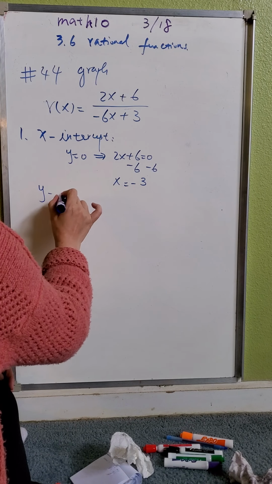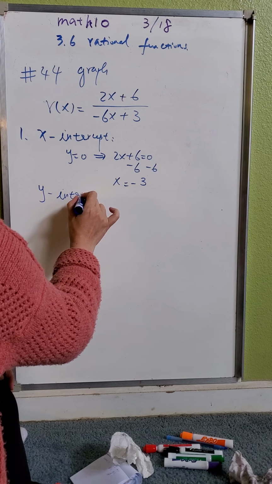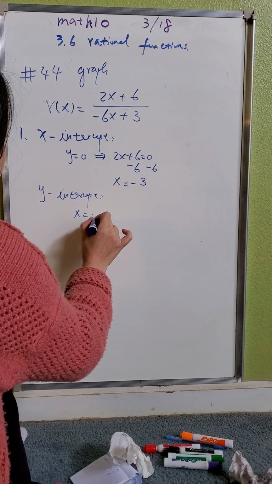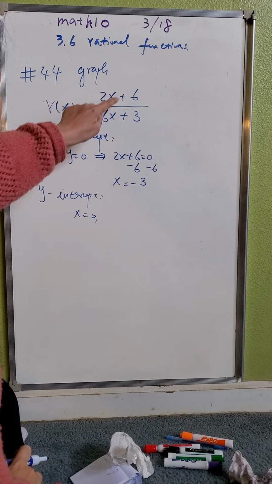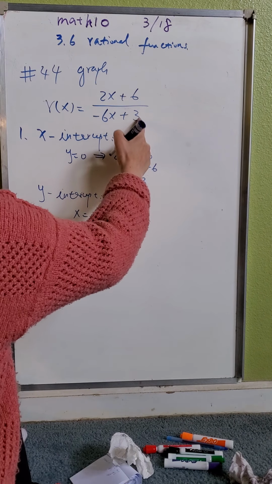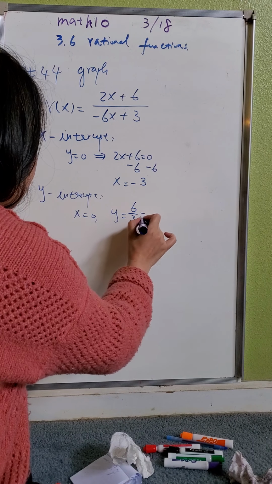And then the y-intercept. We let x equals 0. So your y-intercept, y will equal 6 divided by 3, equals 2.